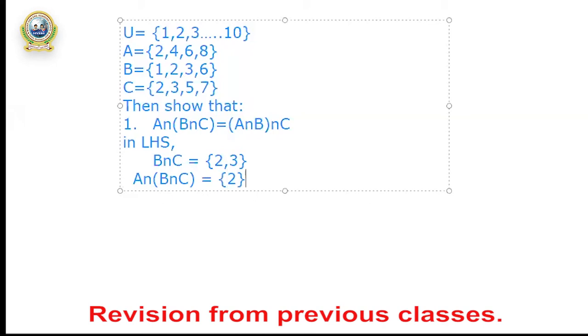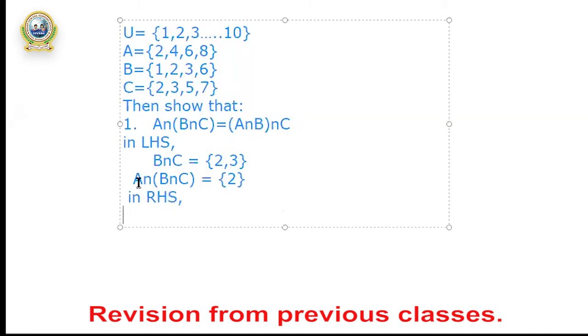Thank you, Kavya. Now I'd like to ask Prajol. Yes, sir. Now, since we already have found LHS, A intersection (B intersection C), whose answer is 2, now we go for RHS. In RHS, what do you think we should find first? The bracket. What is the bracket? A intersection B. Good.